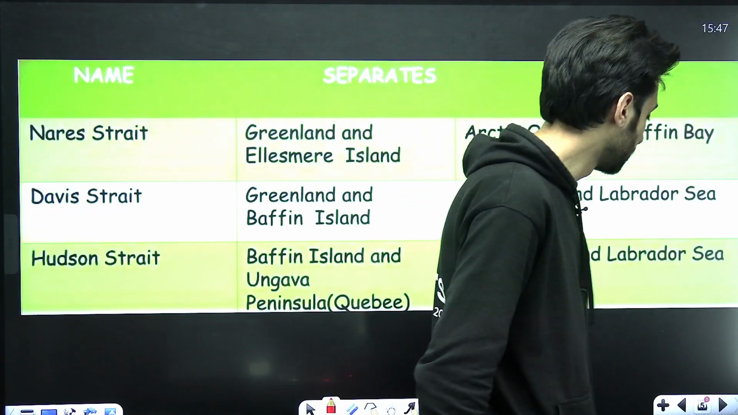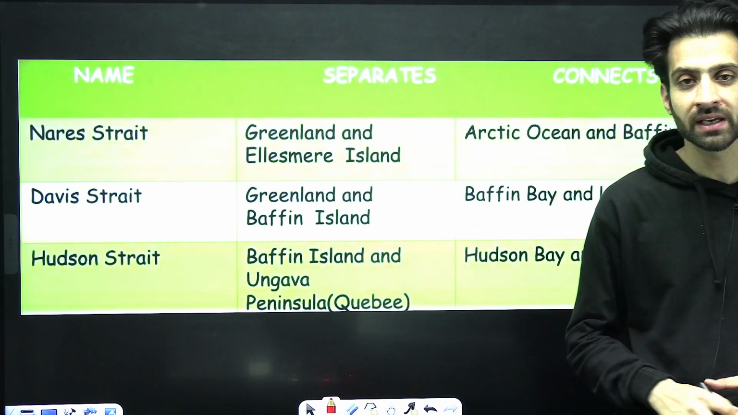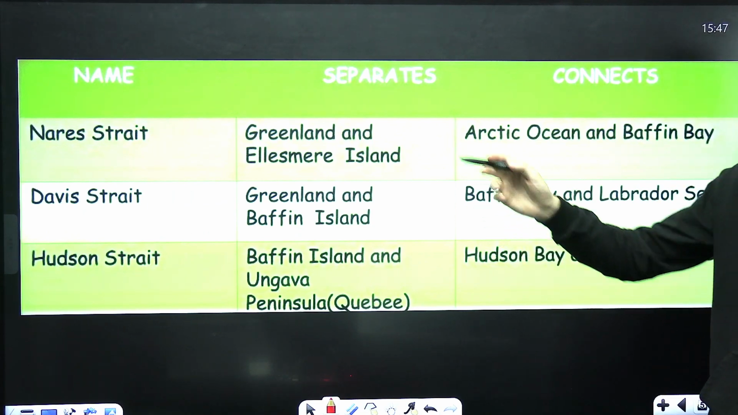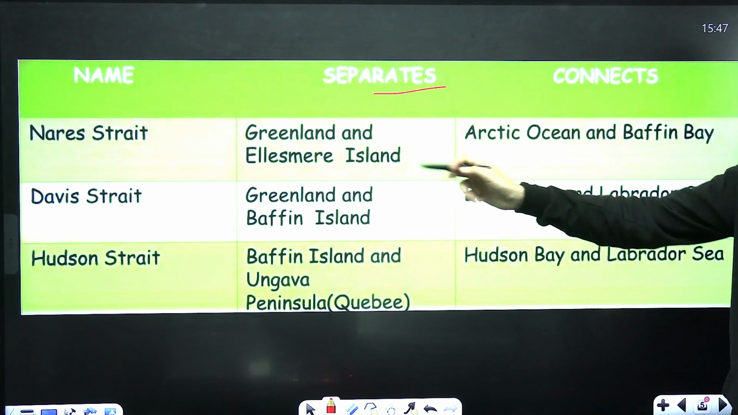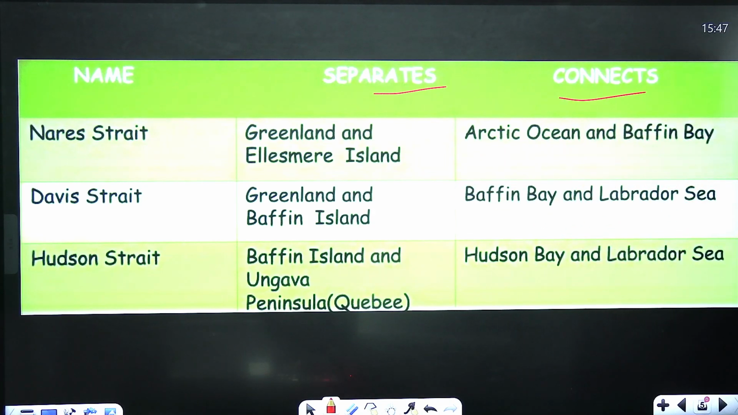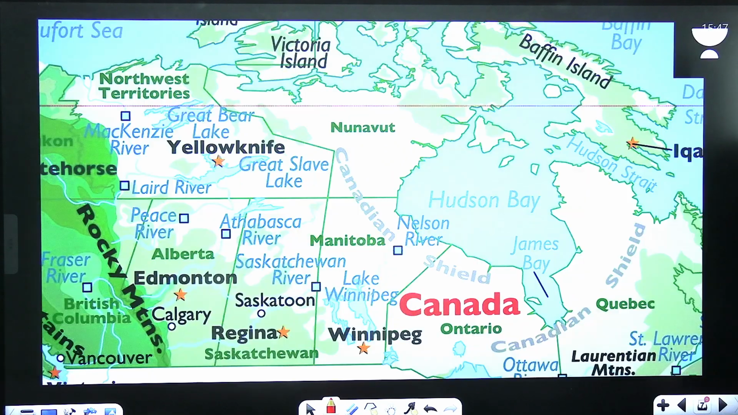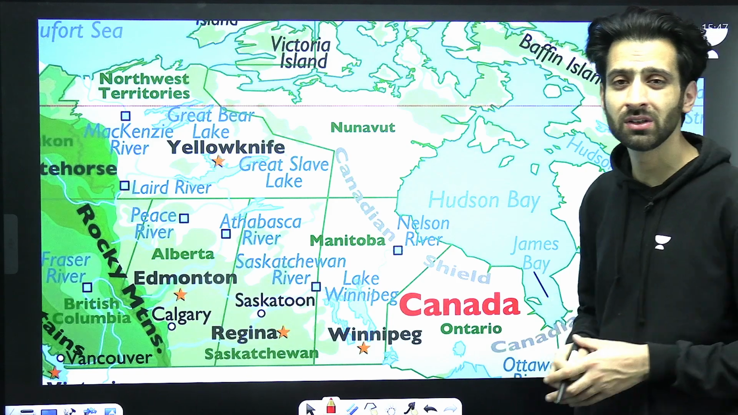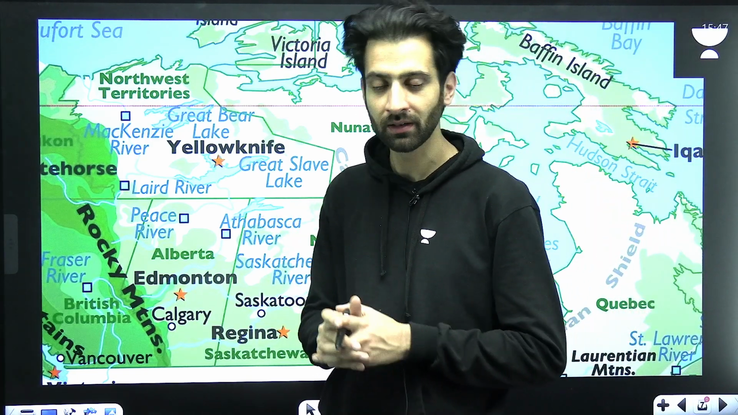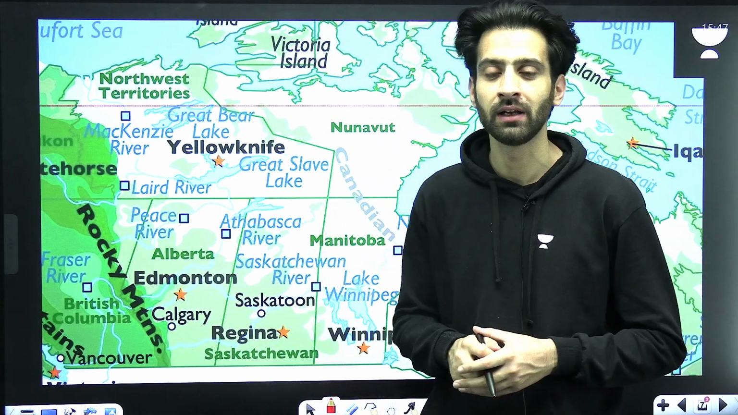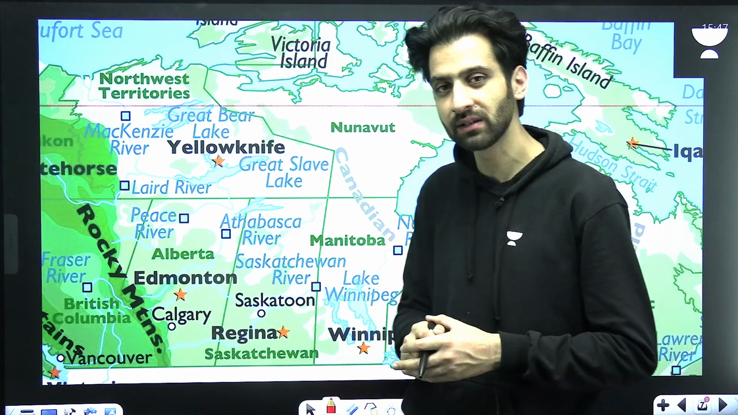This is for your sake. If you want to take a screenshot of this, I'll move away from the board. Please take a screenshot. Name of the strait, which two land masses it separates and which two water bodies it connects. And these are some more straits as well. Hope you learned about the straits. If you want to take a screenshot of that, you can pause the video and take the screenshot of that as well. Clear?